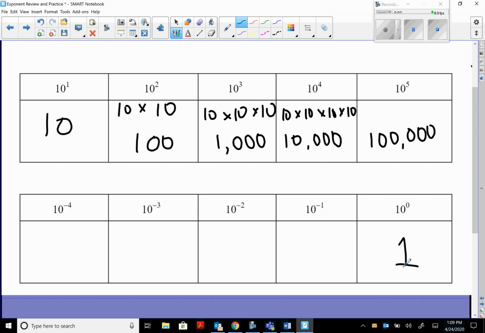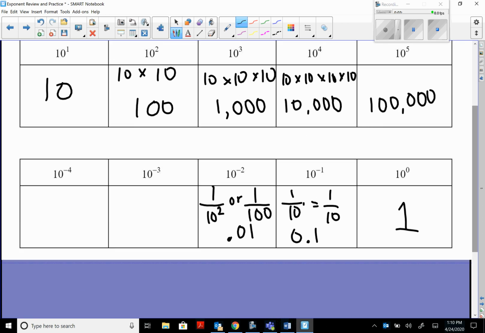Remember, when we have a negative exponent, we rewrite it as a reciprocal with a positive exponent. So 10 to the negative first power is 1 over 10 to the positive first power, which is just 1/10. We could also write that as a decimal, 0.1. 10 to the negative second power is 1 over 10 to the positive second power, which is 1 over 100. We can also write that as a decimal, 0.01.